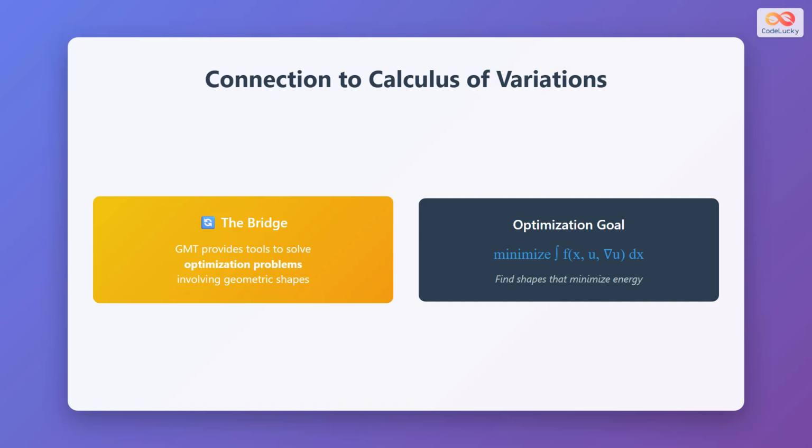Let us understand the connection to the calculus of variations. Geometric measure theory provides tools to solve optimization problems involving geometric shapes. The optimization goal is to minimize the integral of f of x, u, del u with respect to x, where we find shapes that minimize energy.